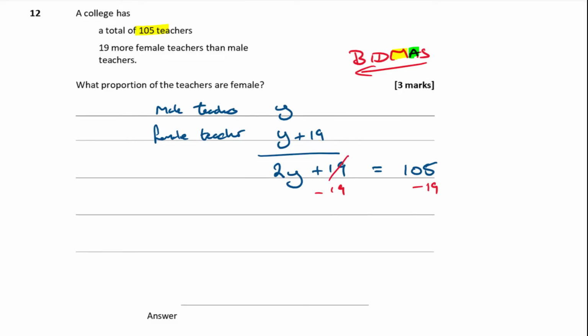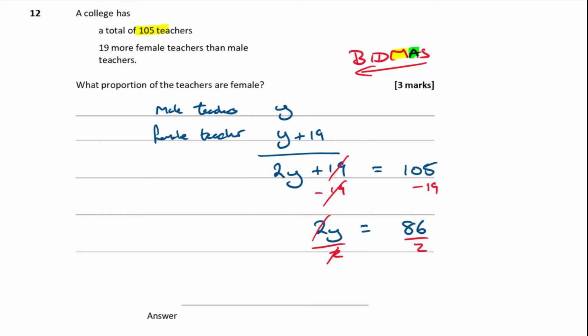Okay, so that's going to cancel with that. It's going to leave me with 2y on the left, and then 105 take away 19. Well, 19 is almost 20, isn't it? So 105 take away 20 would be 85, plus 1 back is 86. So that's going to be 86. And then divide both sides by 2.